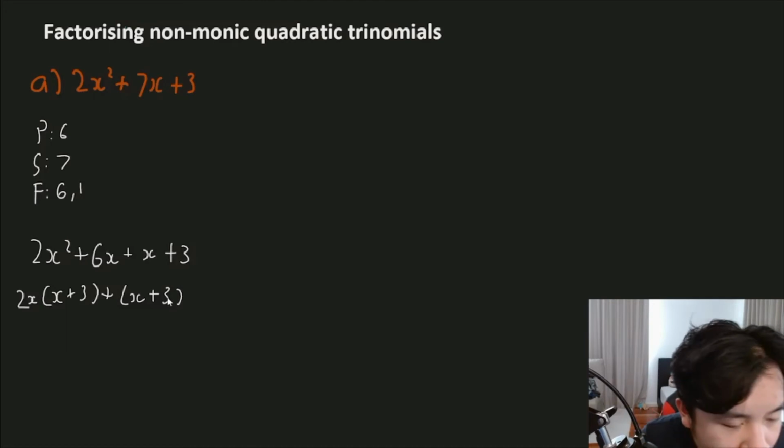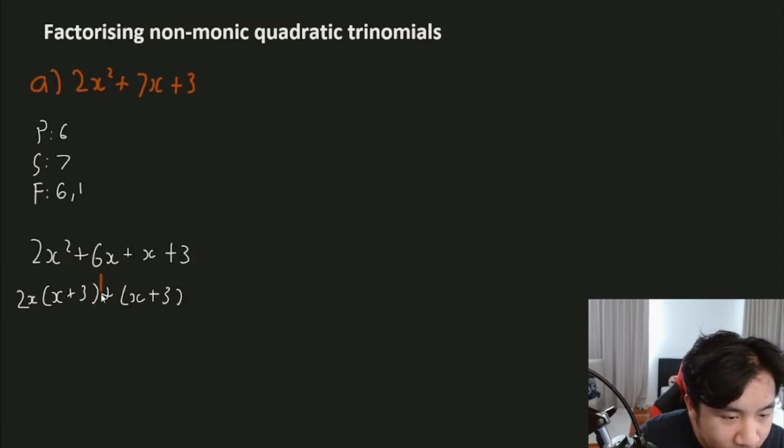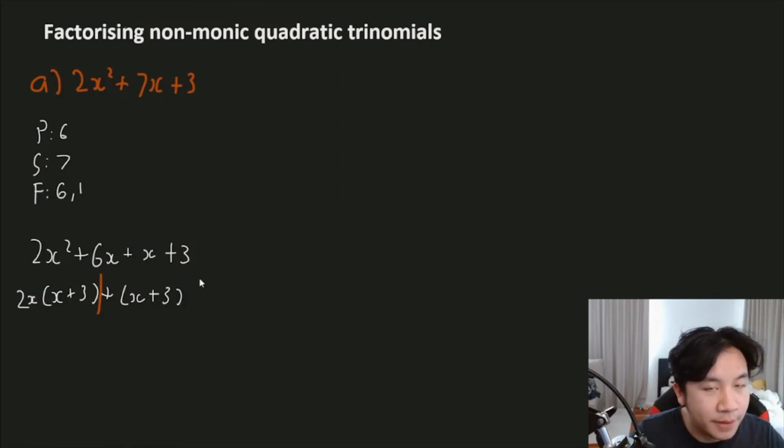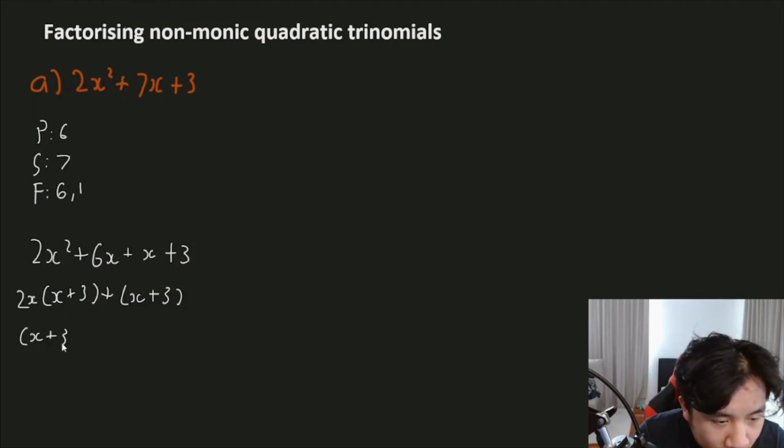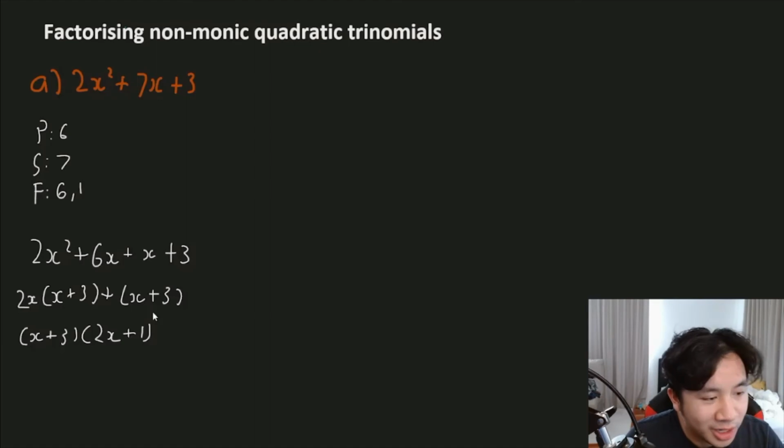And then here, you see how these both have x plus 3. So if you split it in half again, you can see that there's an x plus 3 on both sides. And since there's x plus 3 on both sides, I can factorize those out. Since I'm factorizing x plus 3 out, I can just write it here. And what I'm left with, since these are gone, is 2x plus 1. And that's how you factorize a non-monic quadratic trinomial. I'll be going through another example if that was a bit confusing.